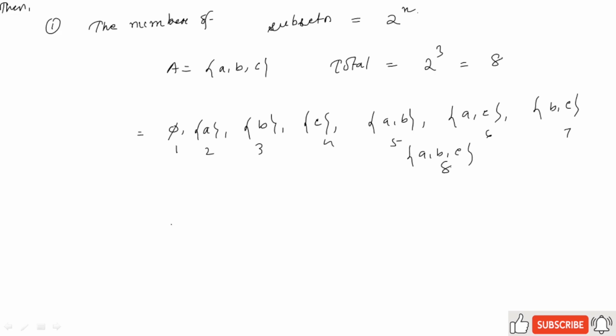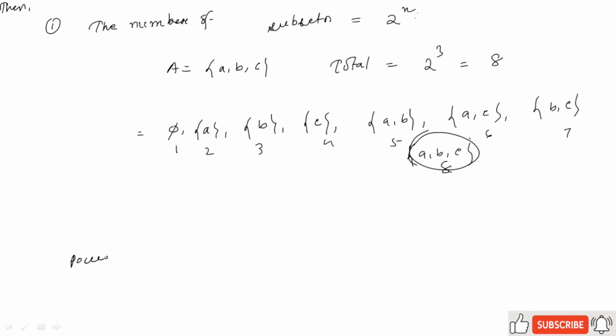Also, if you subtract 1 from the total number of subsets, you can easily get the total number of proper subsets. Okay, because this is not a proper subset. So, only one subset is not a proper subset. So, we can subtract 1 from this, then we will be getting the total number of proper subsets.